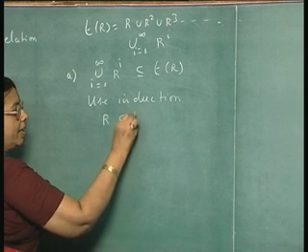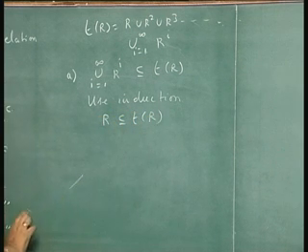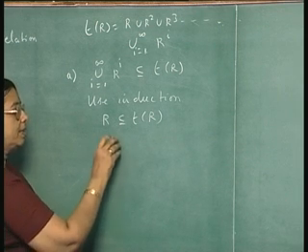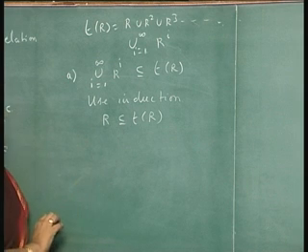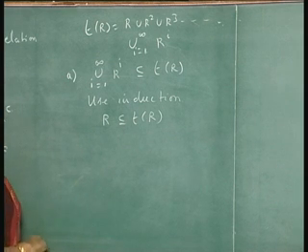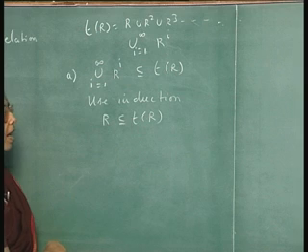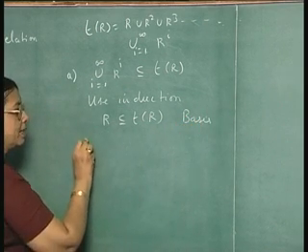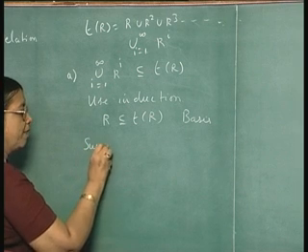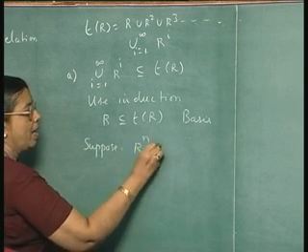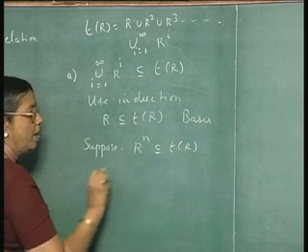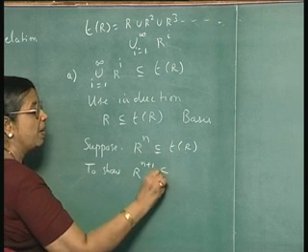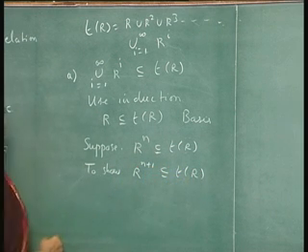R is contained in TR by definition, isn't it? Because the definition of TR is that it contains R, it is transitive, and it is the smallest such relation. This is the basis case. Now, the induction portion of it: suppose R^n belongs to TR. To show R^(n+1) belongs to TR. This is the induction portion of it.